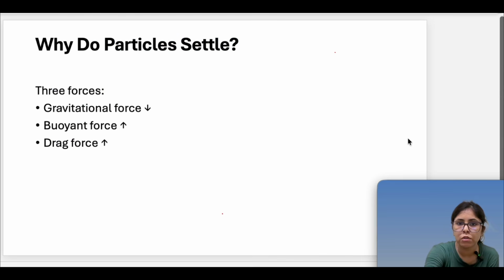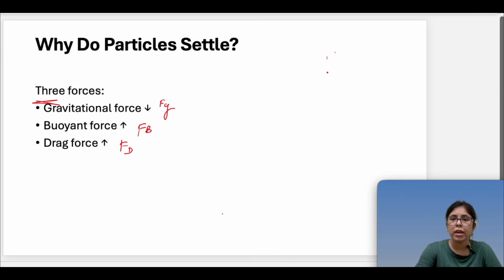so let's move further. So here, why do particles settle? There are three forces due to which the particles get settled down. We have the gravitational force, I can say Fg. We have the buoyant force, Fb, and then we have the drag force, let's say Ft.